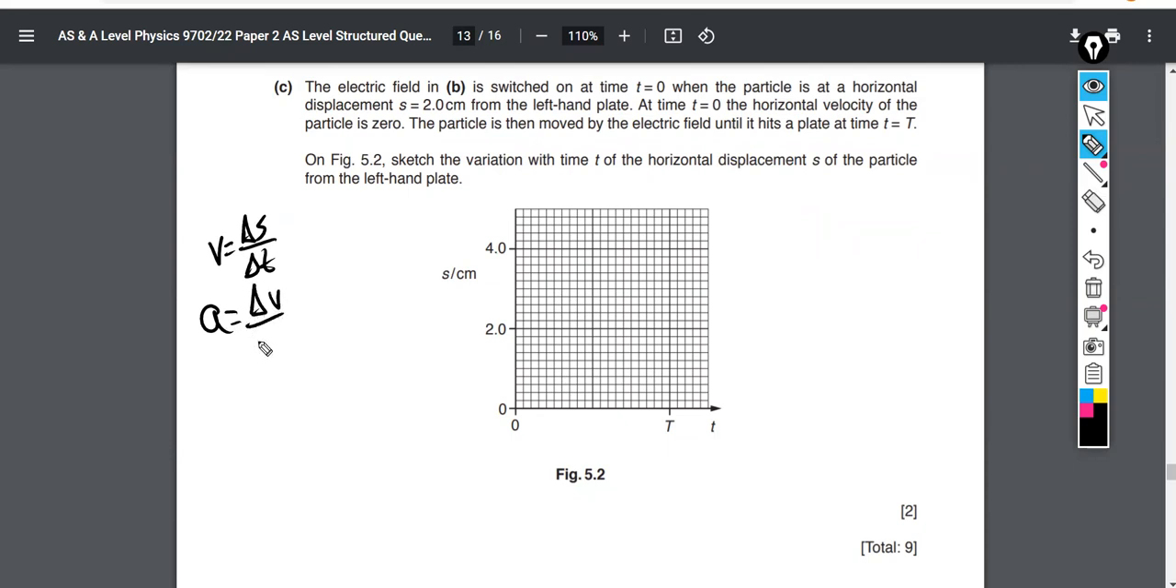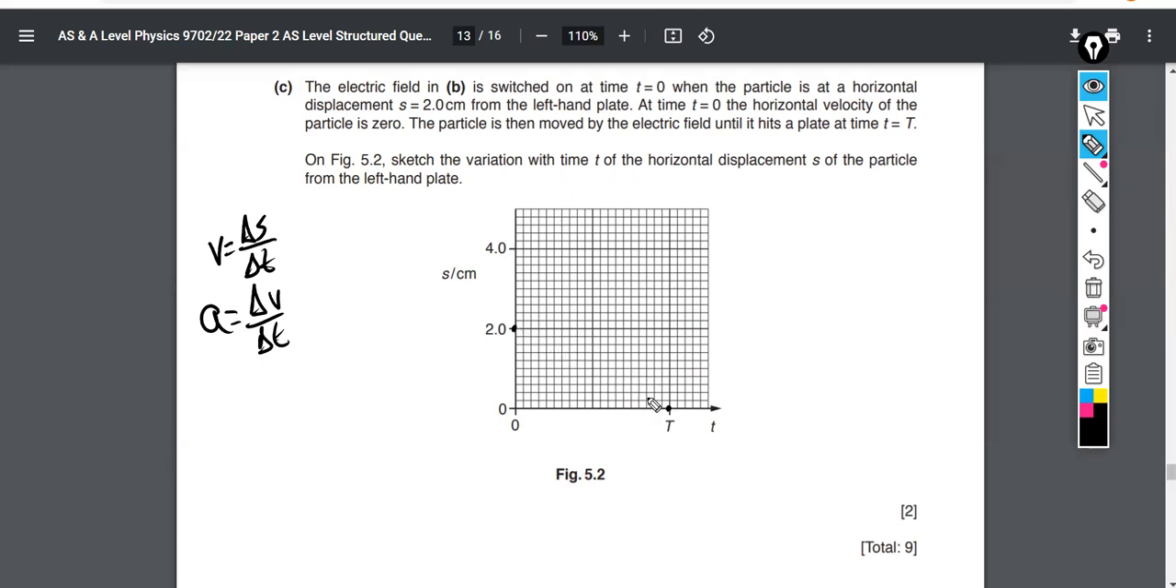So remember that acceleration is the rate of change of velocity. If the slope of this graph is velocity and acceleration is a changing velocity, then we need a changing slope on this graph. That's a key idea to earn both of these marks. We know that the particle starts here at time 0, it's 2 centimeters, right? It's midway in the plate. We know that it crashes into the left-hand plate at a time t equals T, so that's a point.